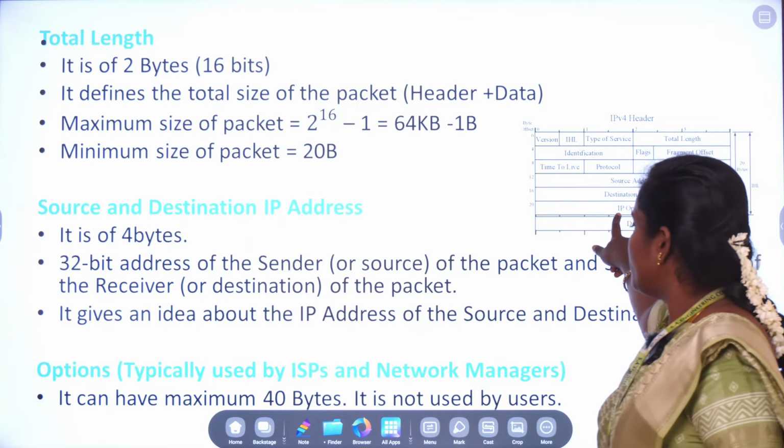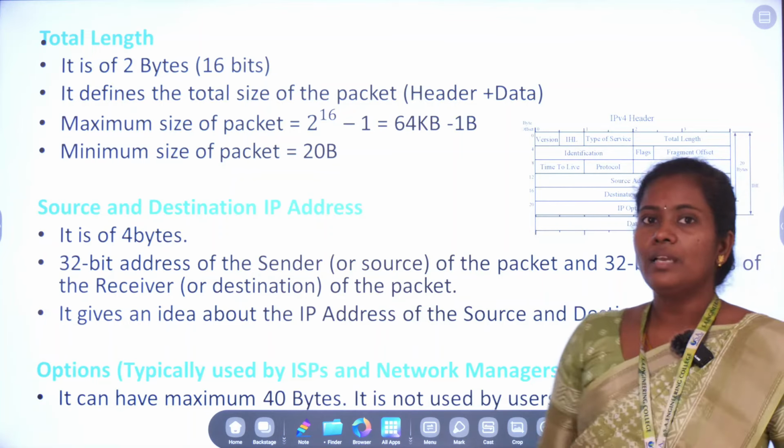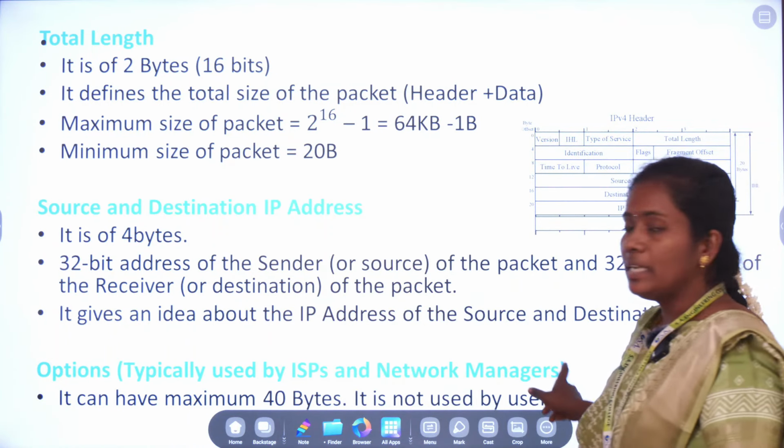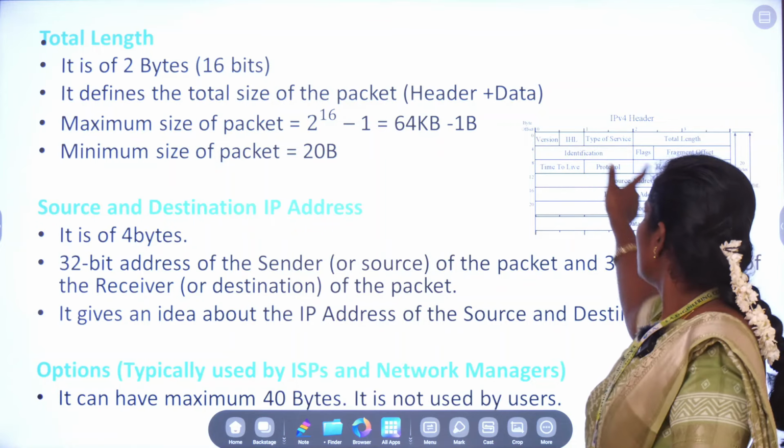Next field is the options field. The options field contains bytes from 0 to 40 bytes. It may be anything, but it is indicated by the IHL. Based on the IHL, it will vary.